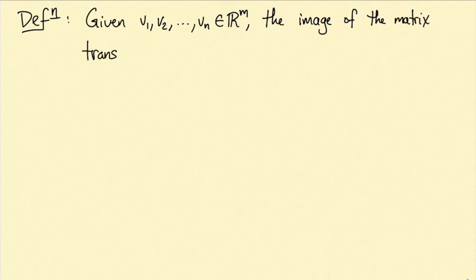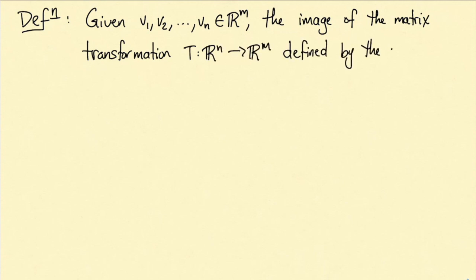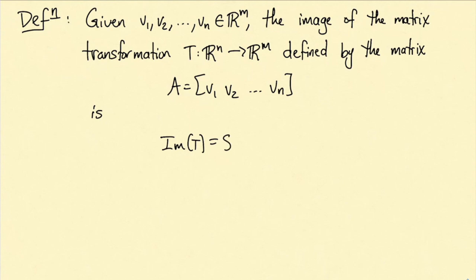In general, if you're given a set of vectors v1 through vn in Rm, the image of the matrix transformation T from Rn to Rm, defined by the matrix A whose columns are v1 through vn, is just the span of v1 through vn, which is a subset of Rm.